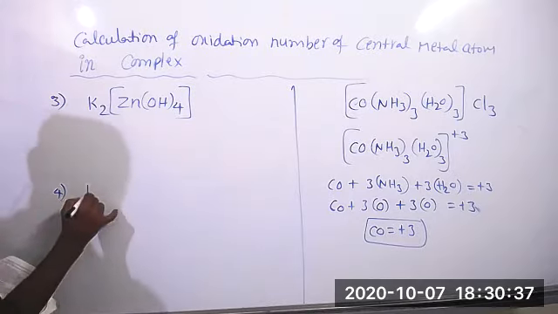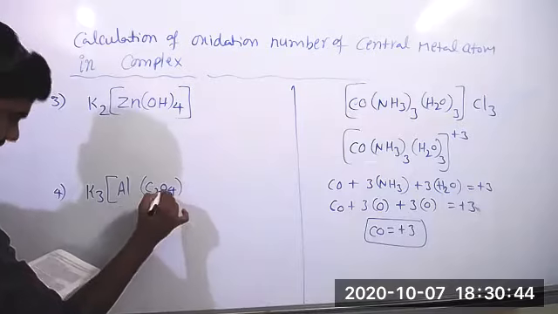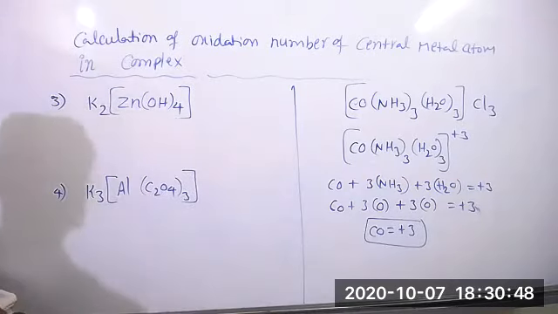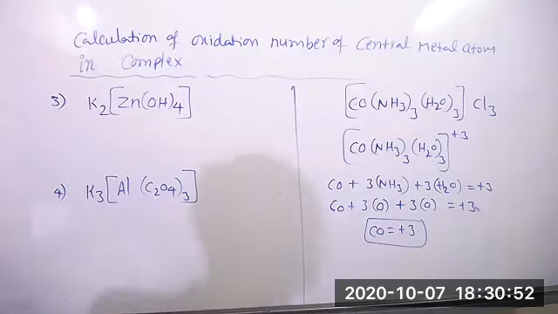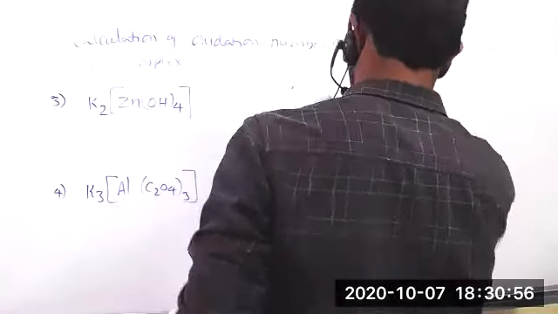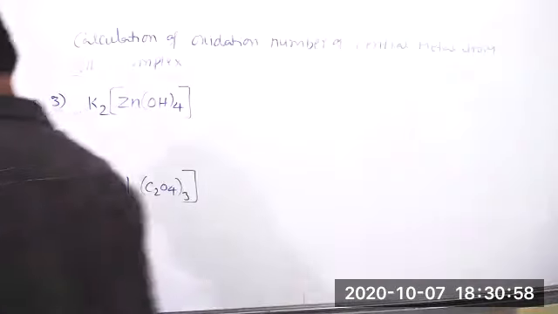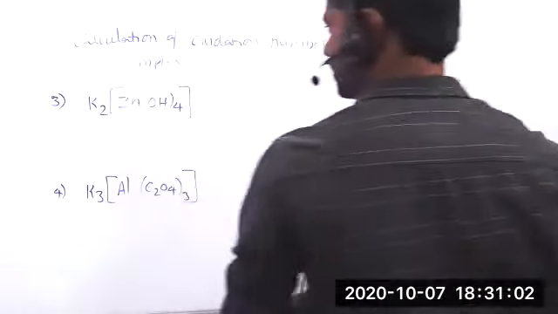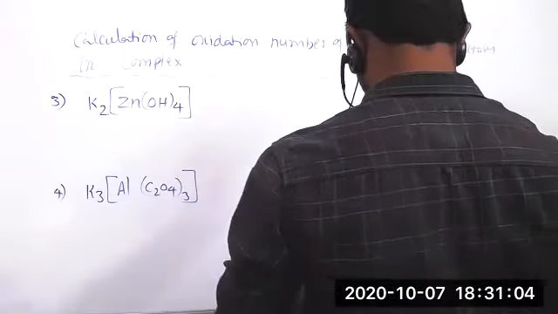K3[Al(C2O4)3], C2O4 thrice. So this is oxalate, carrying -2. Sir, is it +2, sir? Zinc. Zinc +2, correct.